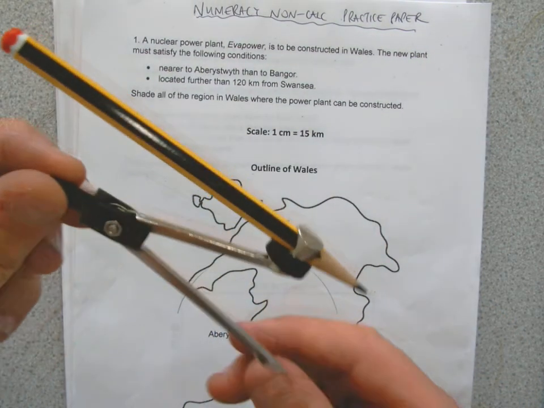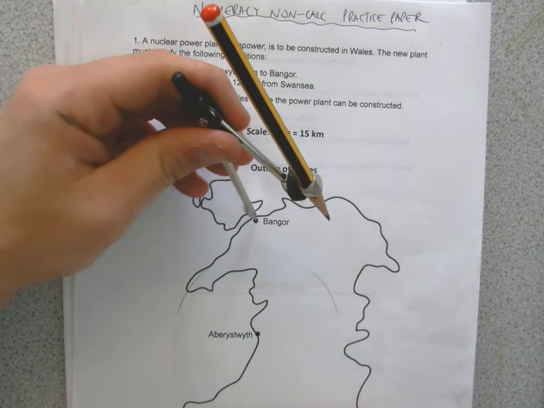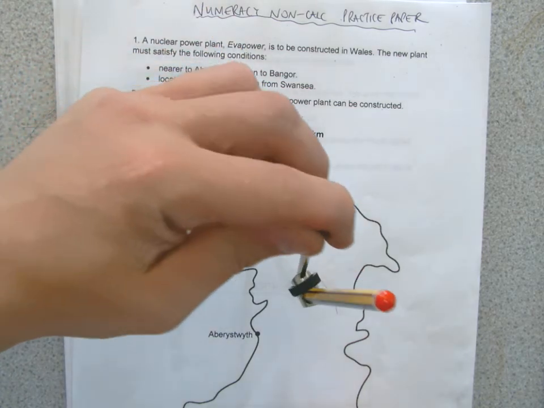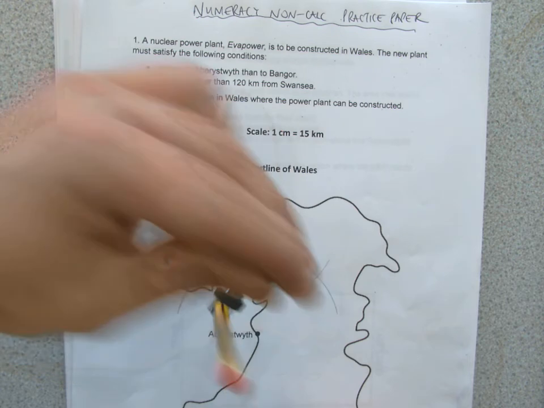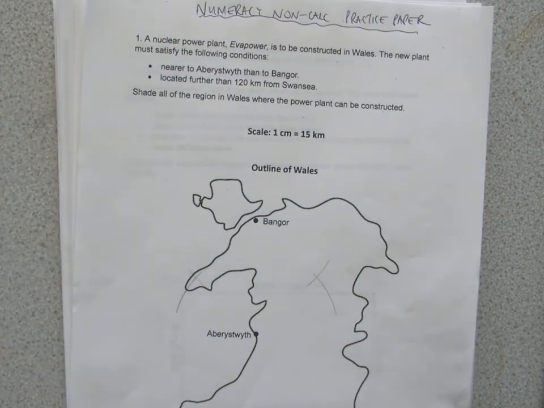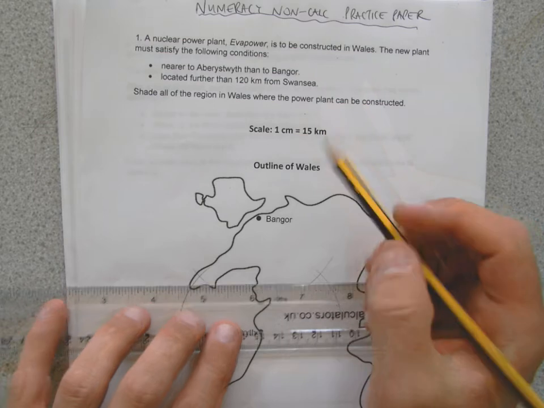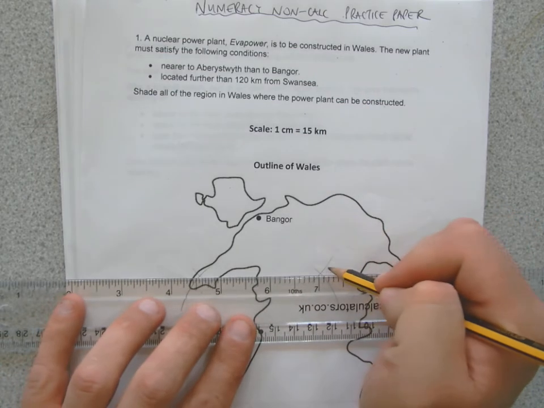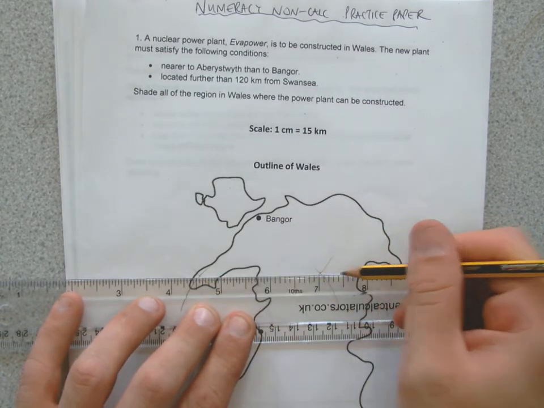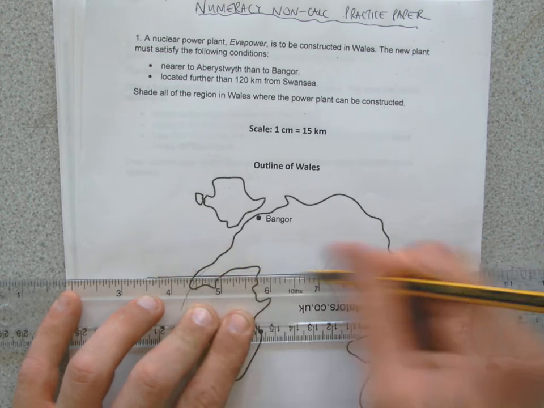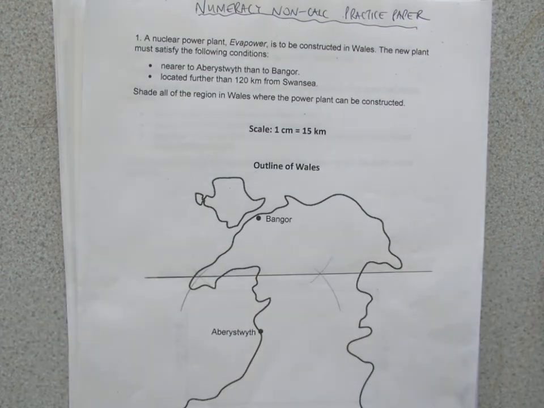Remove the pin, don't change the gap here, put the pin then on Bangor, and we will do an arc from Bangor and an arc over here so that they cross. Okay, so long as the two arcs are crossing, then we'll be able to draw our perpendicular bisector. So if I join up where they cross, get this spot on, draw a line through that, and there's my perpendicular bisector.